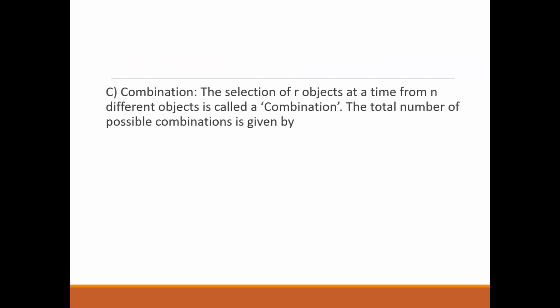The third part is your combination. Combination is the selection of r objects at a time from n different objects. For example, in objective tests, when you go for your online exams or competitive exams, you get some questions based on combinations. So the formula for combination is given by nCr equals n factorial divided by r factorial into (n minus r) factorial.